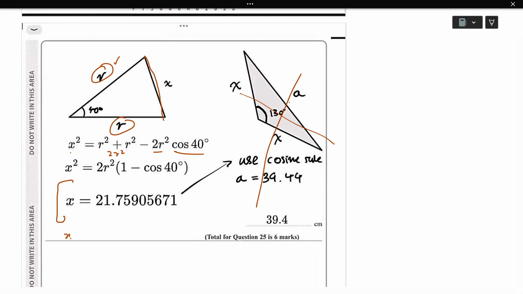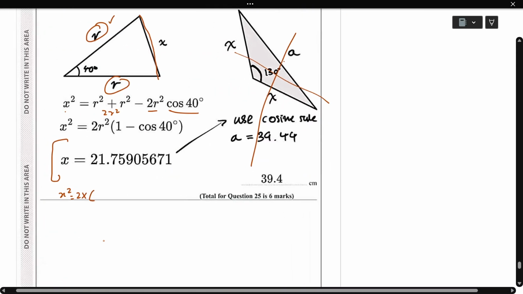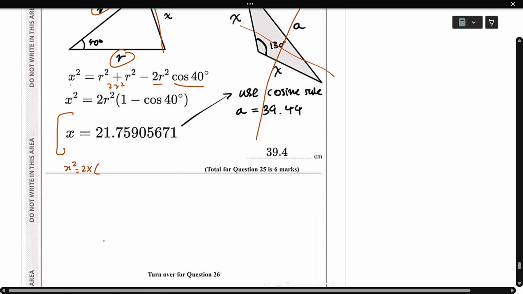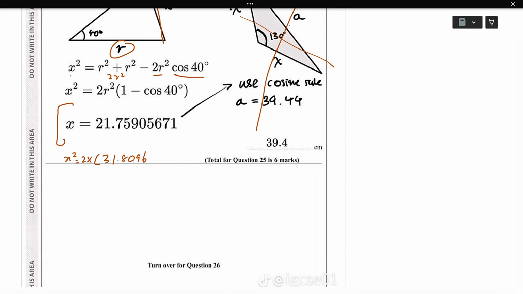So we need x square equals 2 into the radius we already found, which is 31.8096, whole square, into 1 minus cos 40. When you type it in the calculator, we'll get the answer 21.759056.